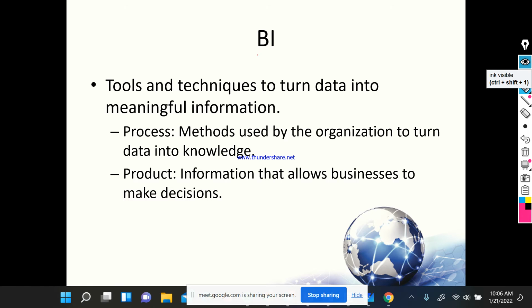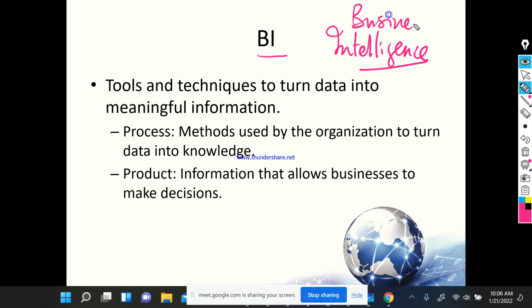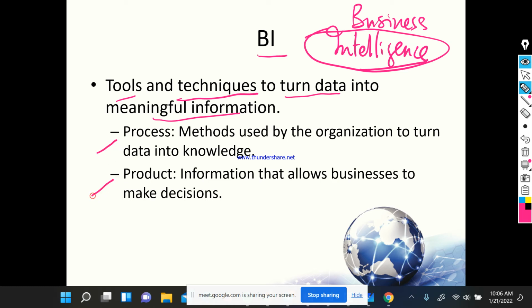When we talk about business intelligence, it's actually more about intelligence and tools, because intelligence and business, you can understand that you are actually going to come up with intelligence. So you need techniques. And of course, there are tools. What it does is it turns the data into meaningful information. So what happens? There are two things. One is process and product. Process is a set of methods that you are using to organize the data into knowledge. So you can understand the transition is from data to knowledge.